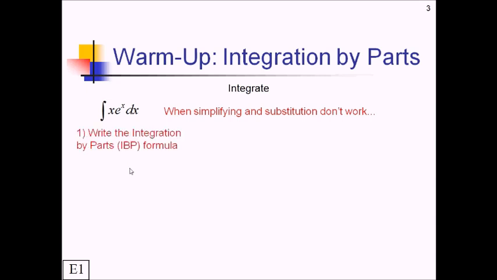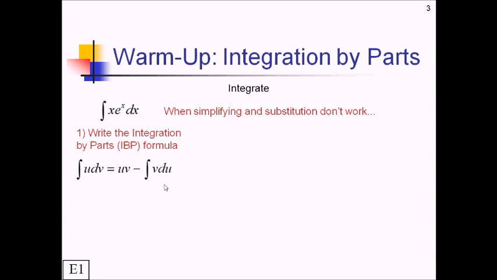First step we're going to do is write the integration by parts formula, which is the integral of u dv. u and dv are both just functions, like x and e to the x dx. So that's going to equal u times v minus the integral of v du.